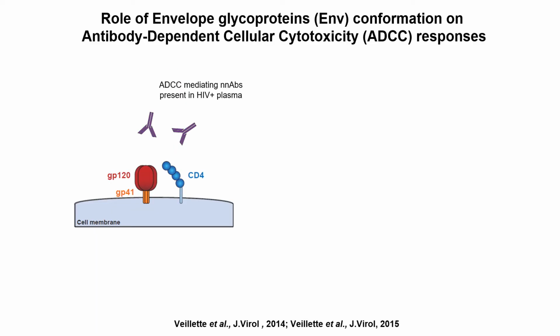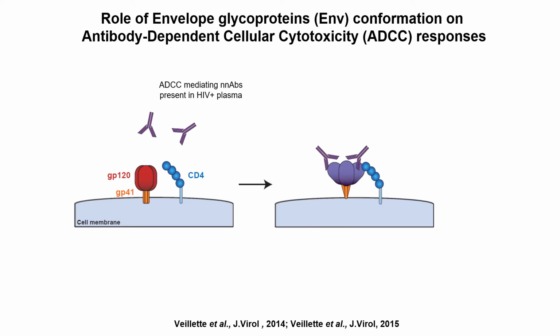There is increasing evidence suggesting that the conformation adopted by the HIV-1 glycoproteins at the surface of infected cells substantially impacts antibody recognition. In its unbound form, the envelope adopts a closed conformation that is mainly resistant to ADCC-mediating non-neutralizing antibodies naturally present in the plasma from infected individuals. These antibodies target epitopes that become exposed only when the envelope interacts with CD4 on the cell surface, thus adopting a more open, CD4-bound conformation.